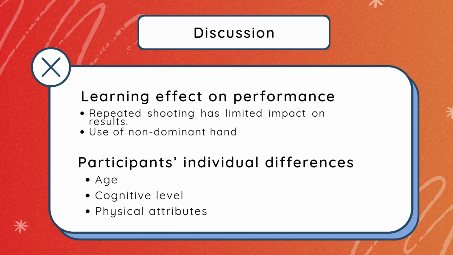Motor performance decreases with age, and in Group B, there is still a small age gap between participants. As for cognitive level, it affects the level of understanding of the task requirement, including the given cues. Physical attributes such as flexibility, coordination, arm length, and height can also affect our results. For instance, taller participants have an advantage in shooting into the net since their reach is closer to the target.